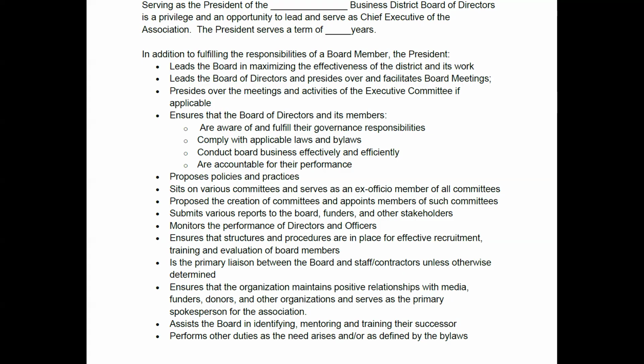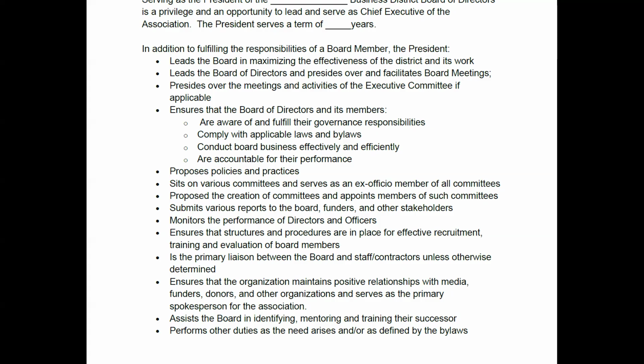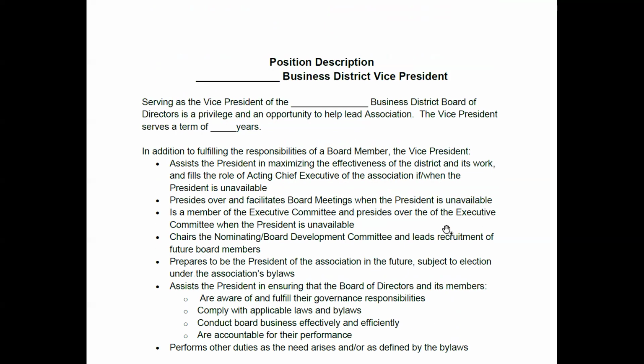So speaking of the president, let's talk about the vice president, because the vice president is essentially the person that takes on the role of president when the president is unavailable. So really the vice president should be in a position where they can shadow the president and where they feel comfortable stepping up into that presidential role once the president does have to step down. Your vice president is going to manage board meetings when the president's unavailable and facilitate the executive committee when the president's unavailable.